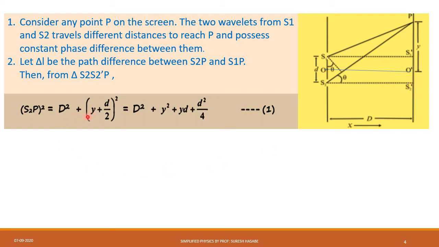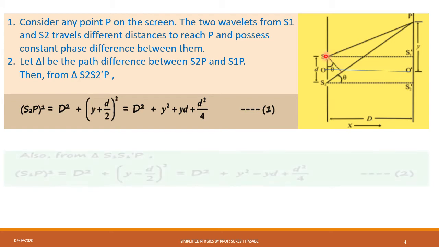Now, if we take the square of this bracket, we get the equation D squared plus y squared plus 2 into y into d by 2, plus d by 2 squared. These 2 get cancelled. We get y d plus d squared by 4. That is equation number 1.